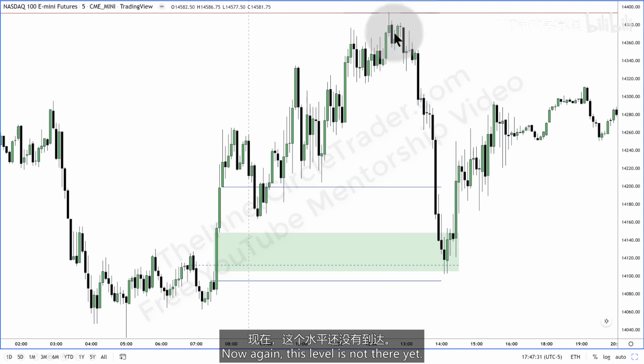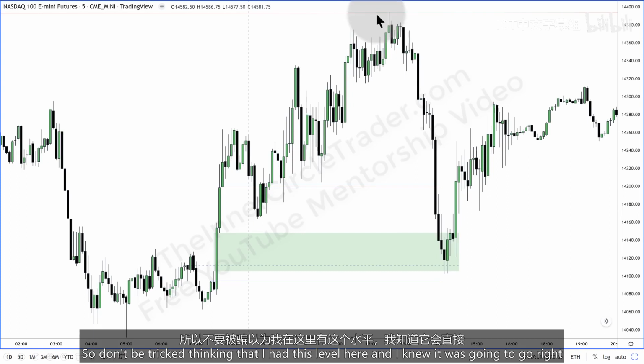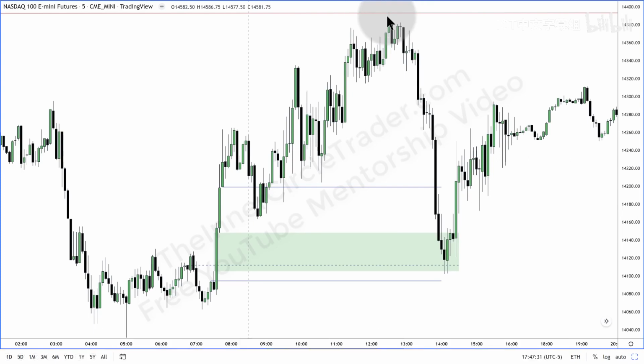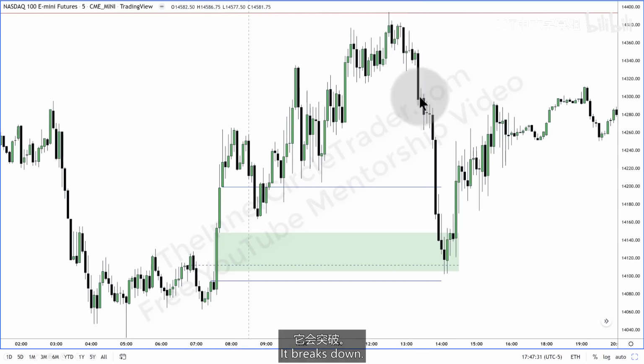Now again, this level is not there yet. We don't know this level until Monday's close. So don't be tricked thinking that I had this level here and I knew it was going to go right to that level and turn. I'm not suggesting that at all. What I'm suggesting is watch what happens when it creates that high. It breaks down.